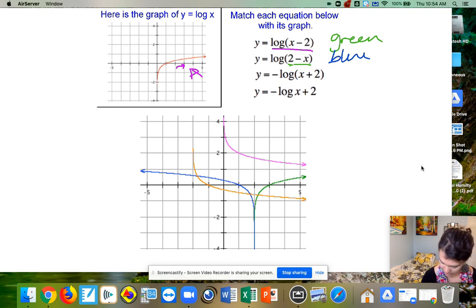And then the next one here, we have a plus 2. So again, we're going left 2. And then we have a negative out front. So that's going to be a vertical flip over the x-axis. So the options are orange or pink. Pink looks like it moved up and down, so we can't do that one. So this is orange. And that leaves pink for the last one, which went up 2 and flipped.